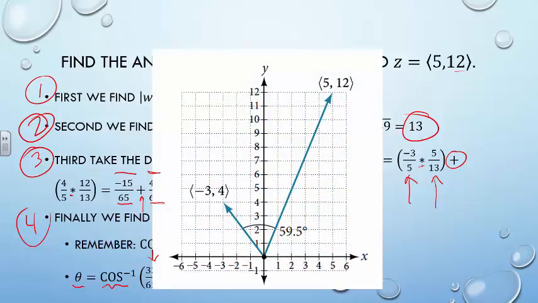Let's take a peek at what this might look like. So we had that vector 5, 12, that was our z, and then we had our w, -3, 4. They're in standard position, so they both start at the origin. We use those terminal points to identify where the vectors end. And what we're trying to do is find the theta in between the two, and we got that to be 59.5.